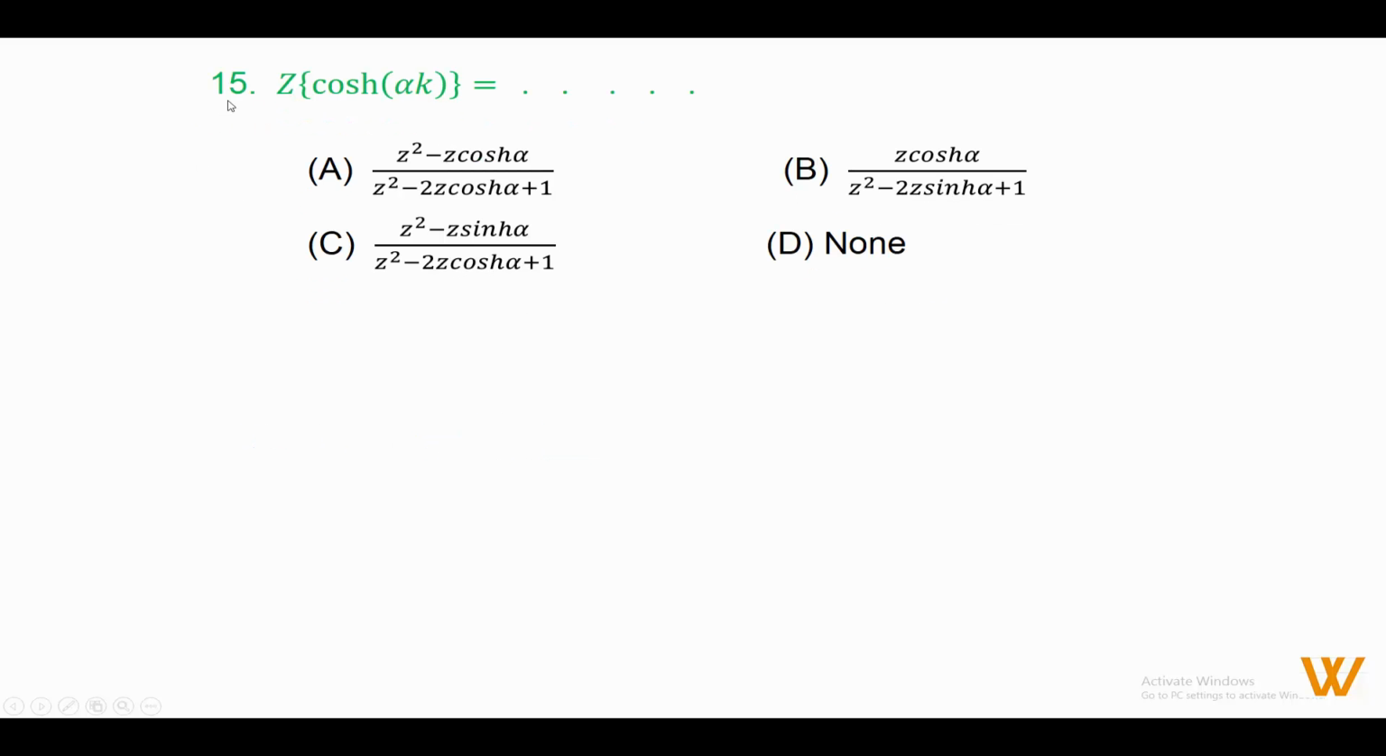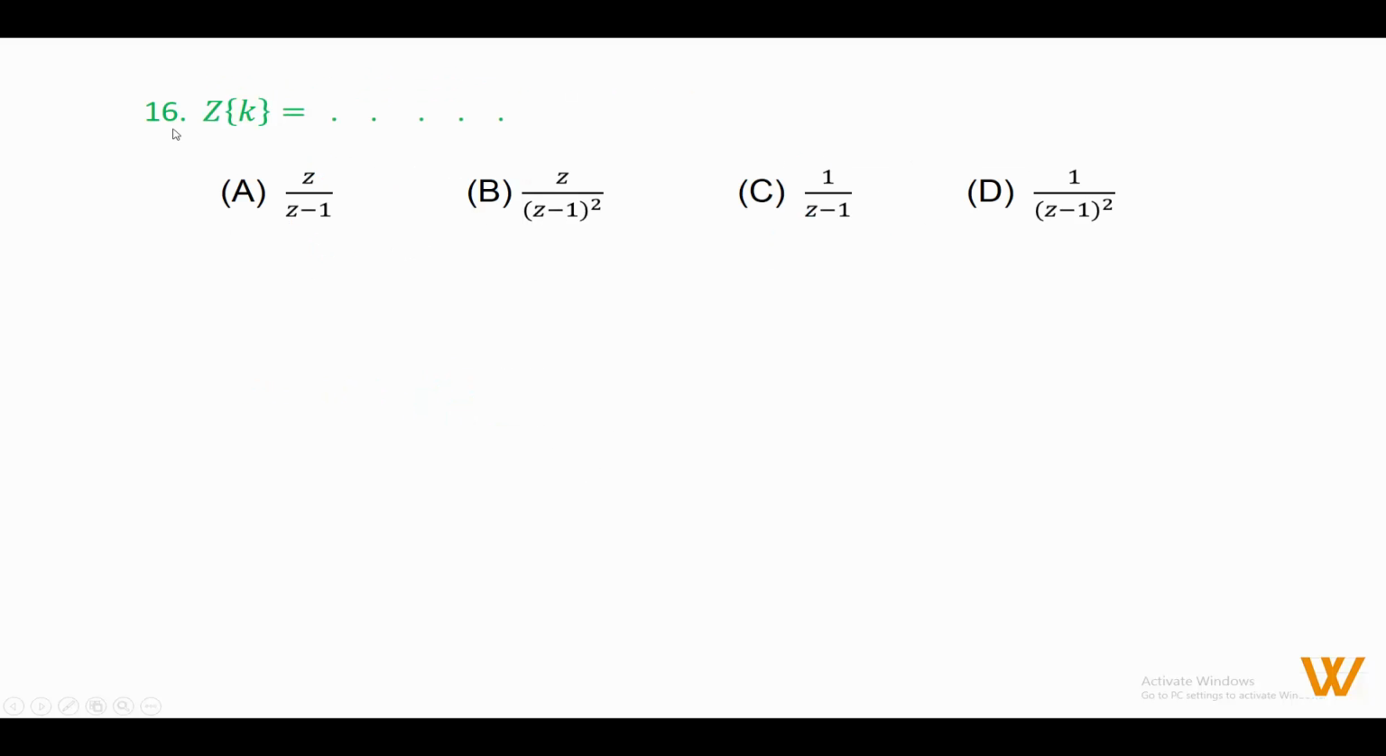Next, problem 15. Z transform of cosh alpha k is equal to dash. Hyperbolic function cos. Z transform of cosh alpha k is equal to z square minus z cosh alpha upon z square minus 2z cosh alpha plus 1, means answer is option A, z square minus z cosh alpha upon z square minus 2z cosh alpha plus 1.